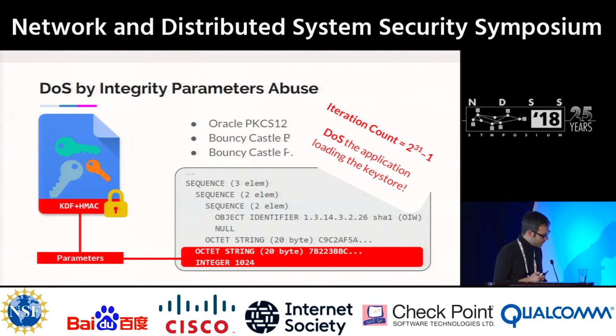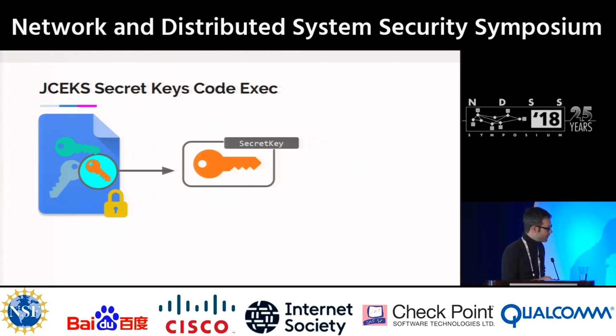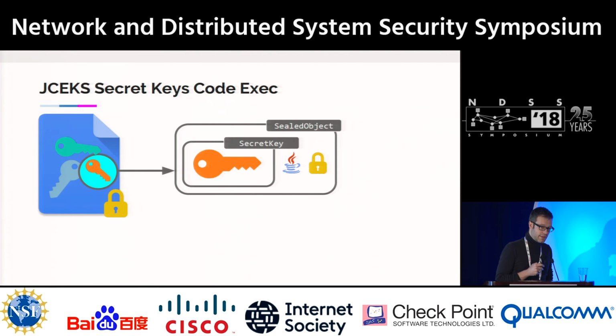Okay, so now let's move to something really shocking for us. At least when we figured that out, it was really shocking. JCEKS also supports storing symmetric keys. Symmetric keys are stored as secret key objects that are serialized and encrypted within a sealed object, which is, again, serialized inside an entry of the keystore.